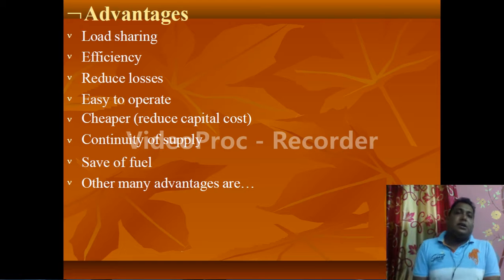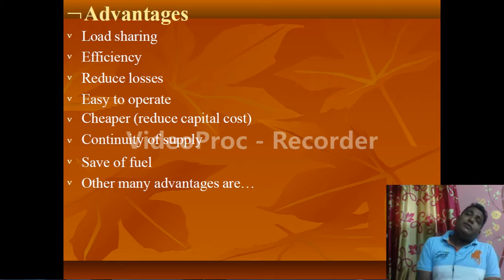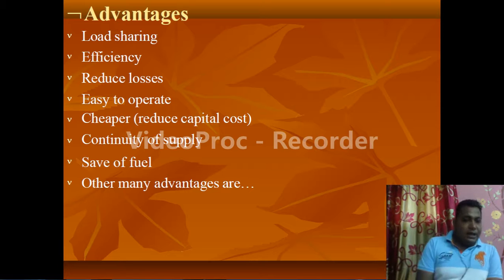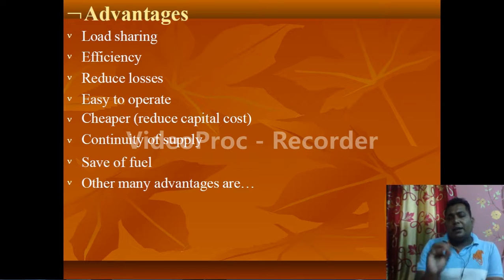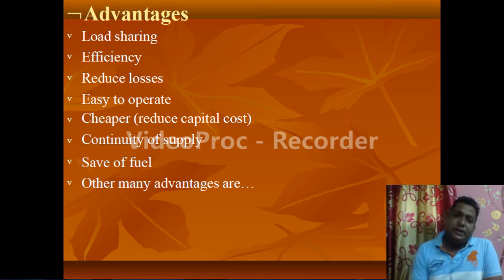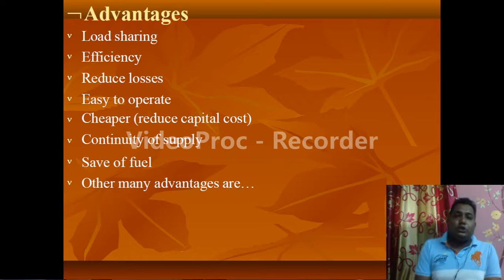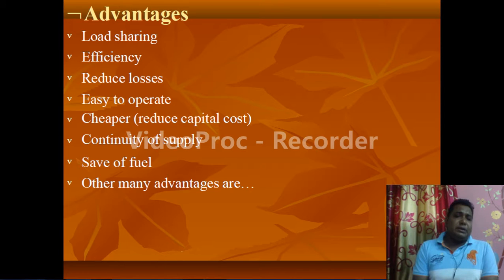Efficiency: when all the alternators are connected in parallel to the bus bar, the synchronous reactance and the resistance of the system can be minimized, so the overall efficiency will be increased. Reduced losses, already told. Easy to operate: if we consider these points and apply the conditions, it is very easy to operate. Cheaper, already discussed. Continuity of supply is the main thing, because as customers we need uninterrupted power supply, and for that we need this kind of system. Saving of fuel, obviously.